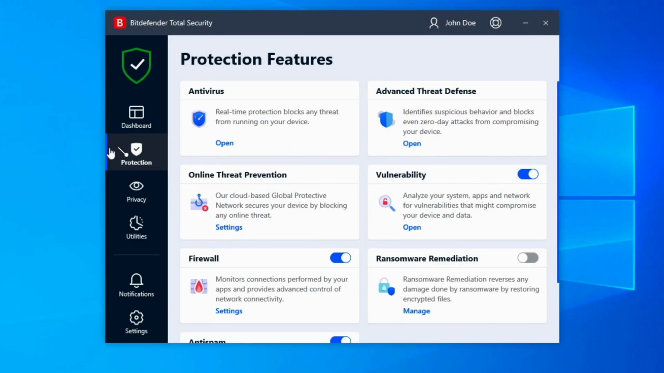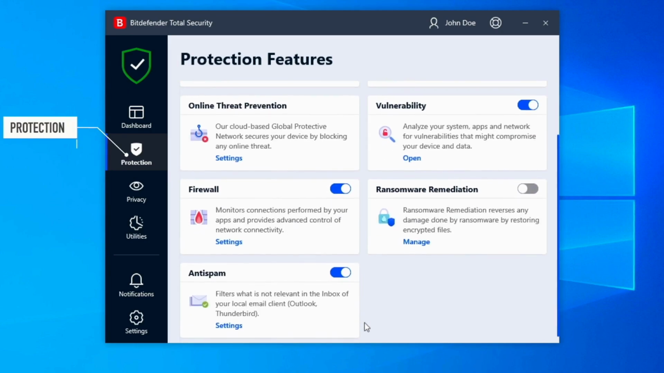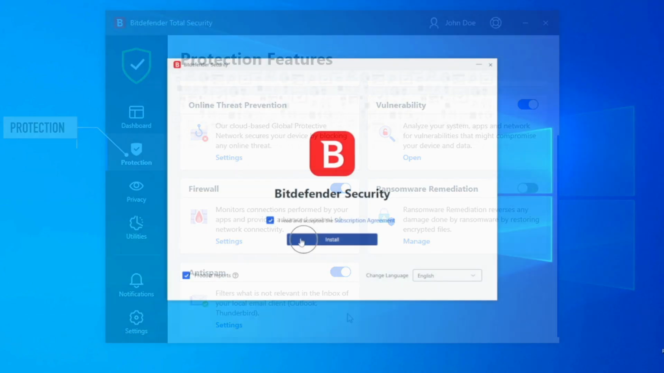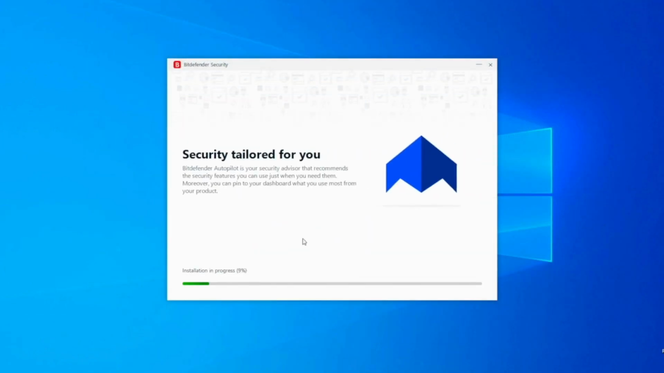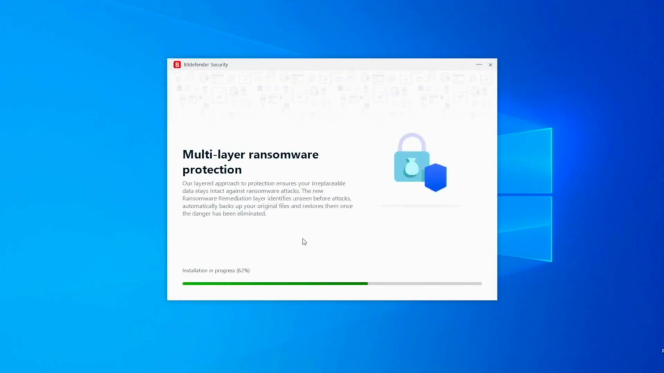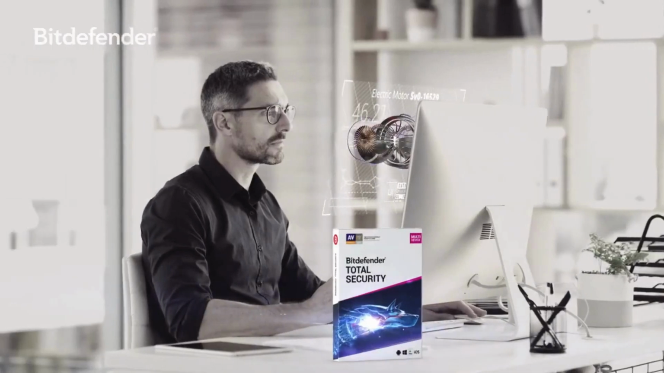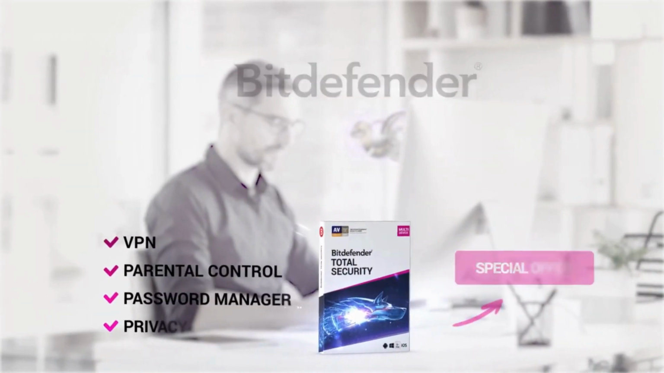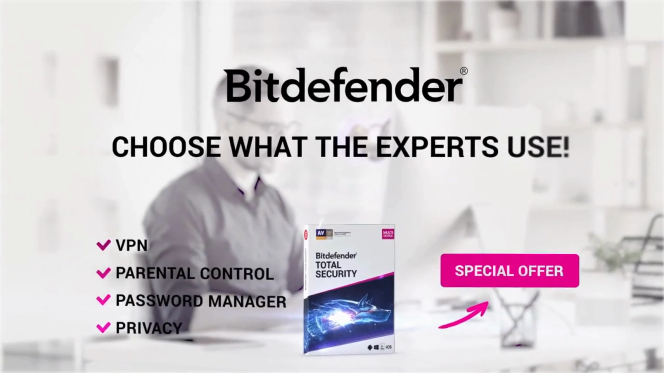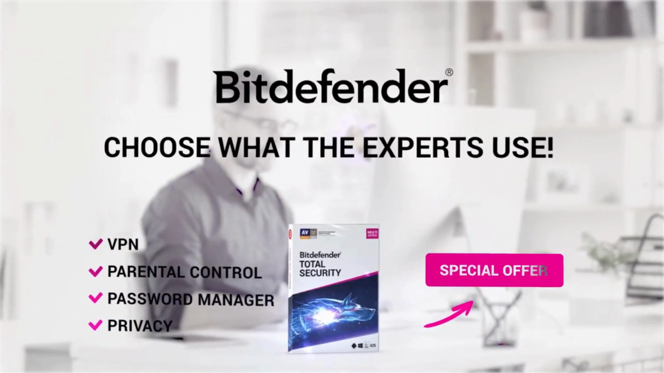What makes Bitdefender stand out is its balance of powerful features and minimal system impact. Users appreciate its ease of use and proactive approach to cybersecurity. If you're looking for an all-in-one solution that handles advanced threats effortlessly, Bitdefender is the way to go.